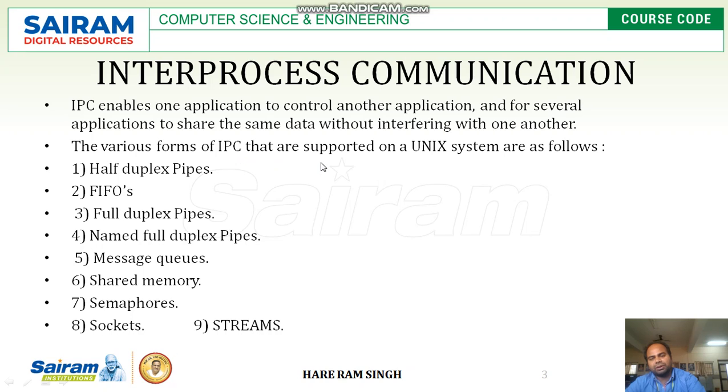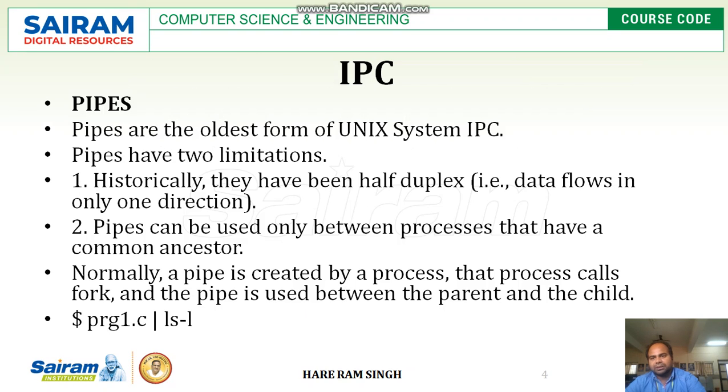The different forms of IPC, or inter-process communication, are half duplex pipes, FIFO, full duplex pipes, and named full duplex pipes. It is also called streams pipe. Then there are message queues, shared memory, semaphores, sockets, and streams. So let us study the first method of IPC, that is called pipes.